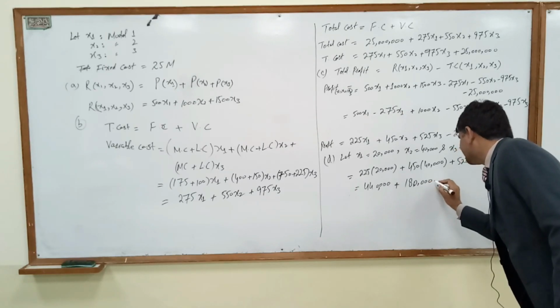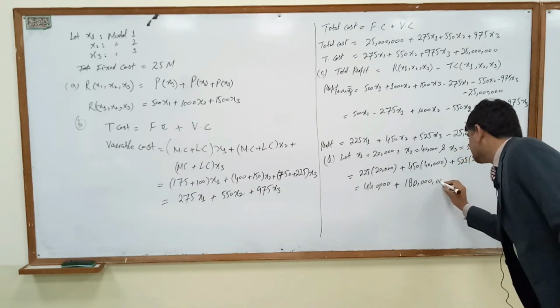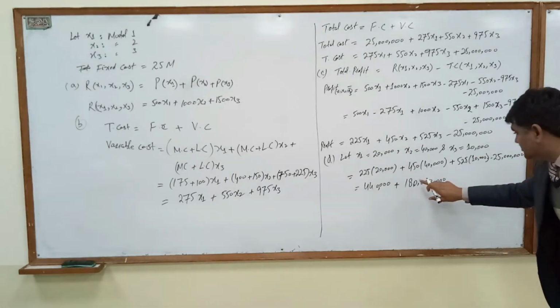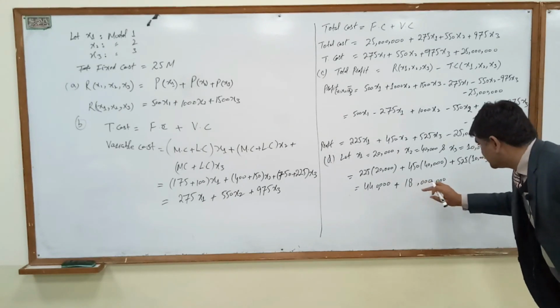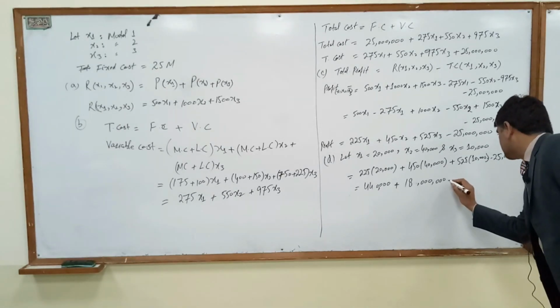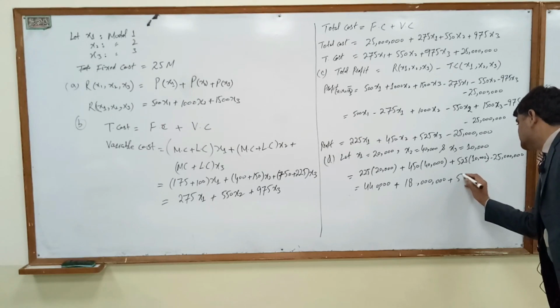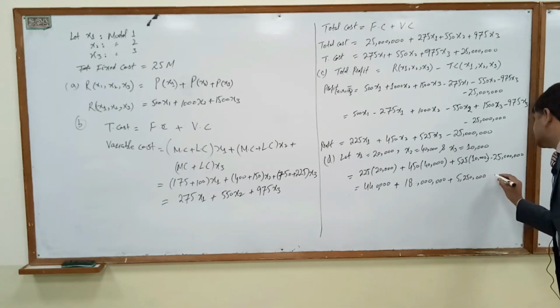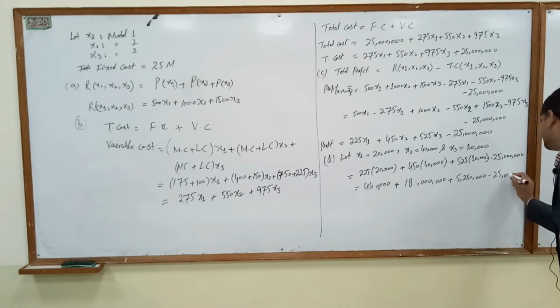Sir, one zero is less. So do we have 60 or 70? I think 60. 18 million. Okay, then what's next? 5.2 million. Yes sir, 525, 4 zeros, minus 25.